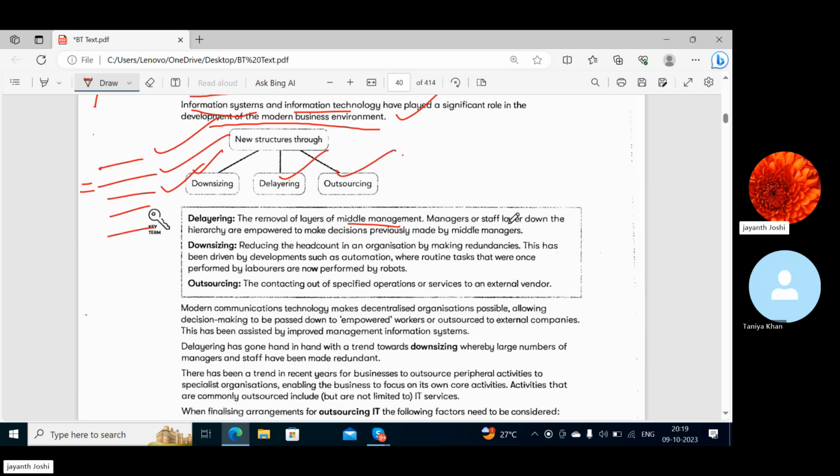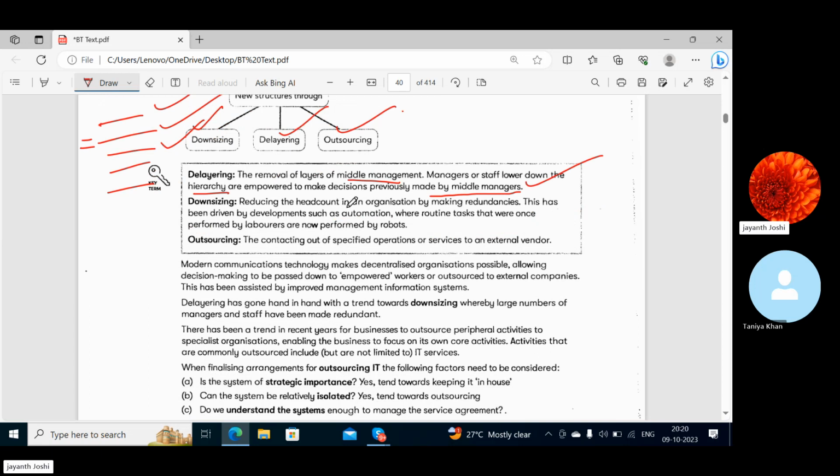A lot of functionality is done through technology these days, through the internet, through computers, right? So they don't want a lot of employees for doing certain tasks. Managers or staff lower down the hierarchy are empowered to make decisions previously made by middle managers. That means a lot of responsibility or autonomy has been given to the low level managers these days. That's called delayering. So they want to remove certain layers of management and keep things short. There are a lot of factors for doing that, like reducing cost.